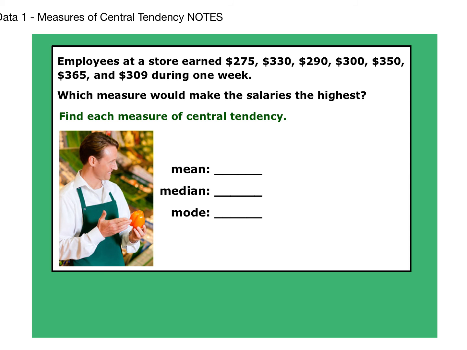All right, our final note page, it says employees at a store earn $275, $330, $290, $300, $350, $365, and $309 during 1 week. So those are all different salaries. Which measure would make the salaries the highest? Well, we're going to go ahead and calculate them and find out which one comes out the highest. Let's see. The mean.